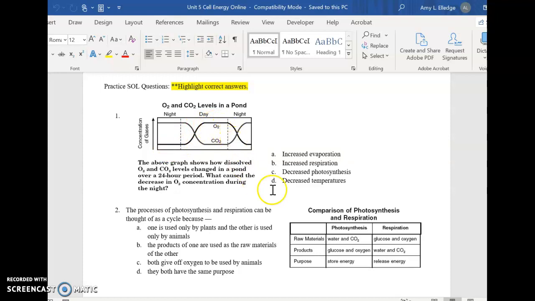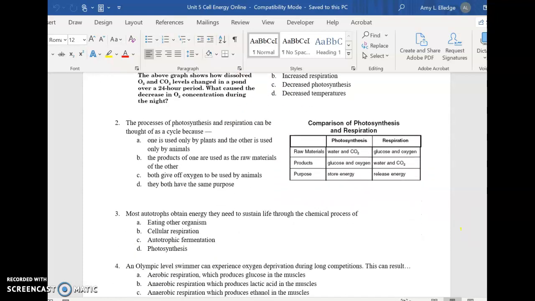and then we go back down. Temperature does affect dissolved oxygen, but it's actually the cooler it is, the more it holds, so you would have more oxygen at night. So that's not what's happening. You should have C, decreased photosynthesis.